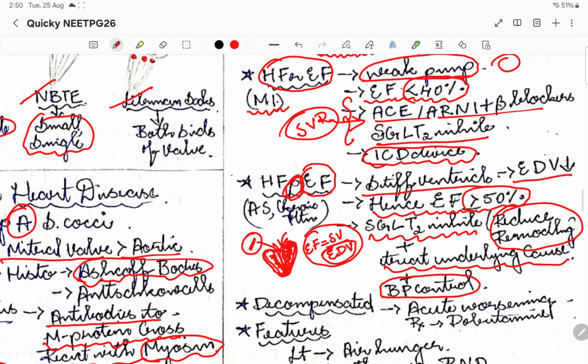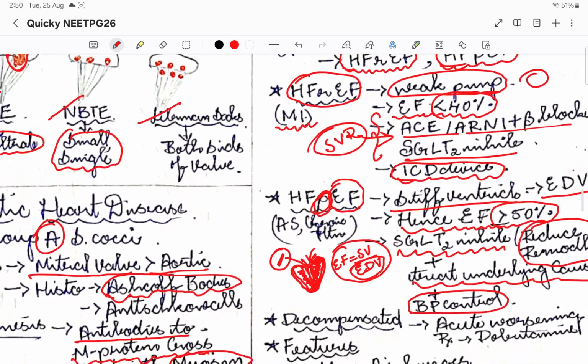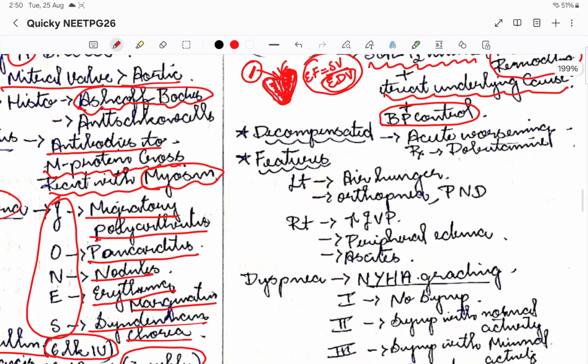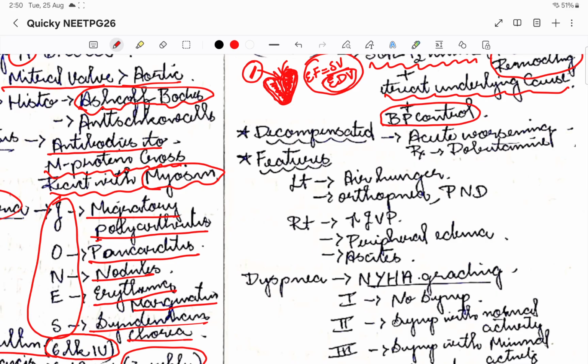So in both heart failures, basically what we are trying to do is reduce the systemic vascular resistance. Please, that is the gold standard that we are doing with respect to heart failure. Then there is something called decompensated heart failure, meaning there is an acute worsening. That is where we use dobutamine, and dobutamine will increase the contractility of the heart. The force by which the heart pumps will be increased by dobutamine.